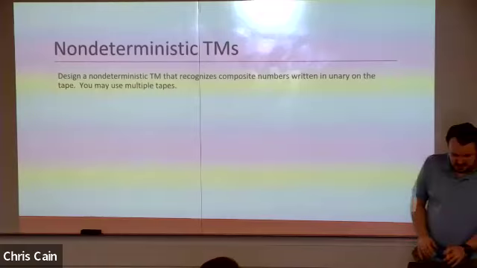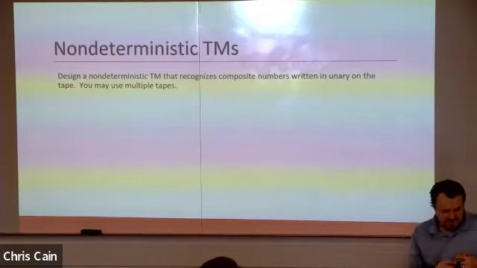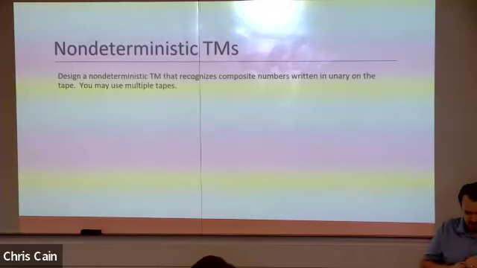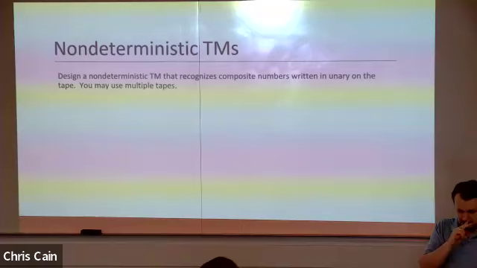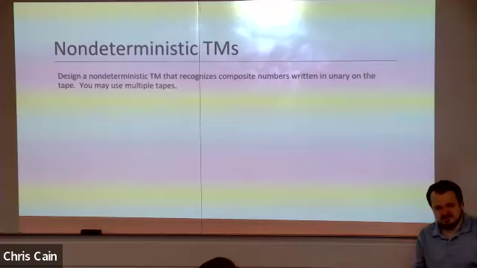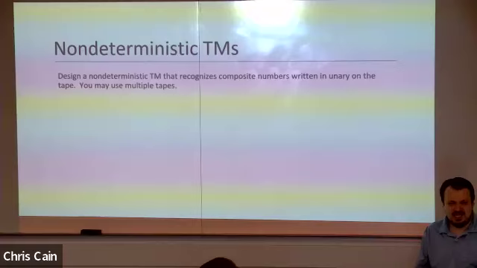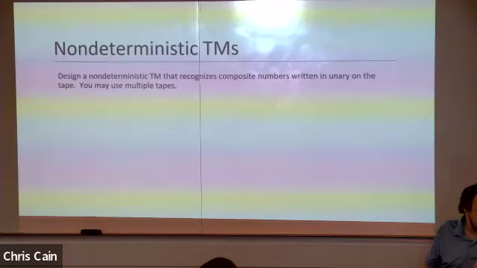Next one would be a non-deterministic Turing machine. So design a non-deterministic Turing machine that recognizes composite numbers written in unary on the tape. So composite numbers are just non-prime numbers. How could we design a non-deterministic Turing machine that does this? Because this is going to be really difficult to do with a deterministic Turing machine. But remember that with non-determinism, we can create an arbitrary number of threads. Any thoughts on how we would proceed with this problem?